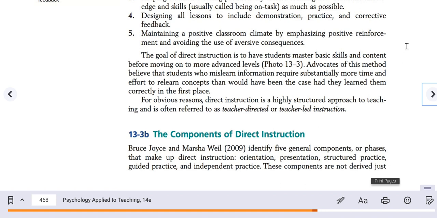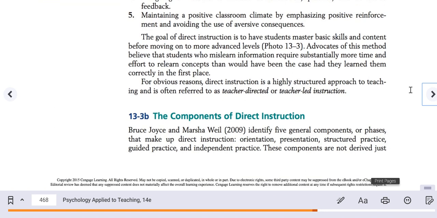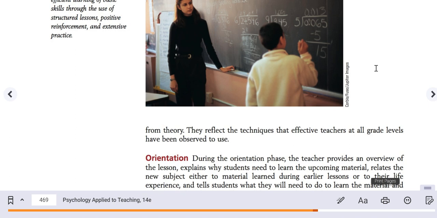For obvious reasons, direct instruction is a highly structured approach to teaching and is often referred to as teacher-directed or teacher-led instruction. The components of direct instruction. Joyce and Weil identify five general components or phases that make up direct instruction: orientation, presentation, structured practice, guided practice, and independent practice. These components are not derived just from theory. They reflect the techniques that effective teachers at all grade levels have been observed to use.